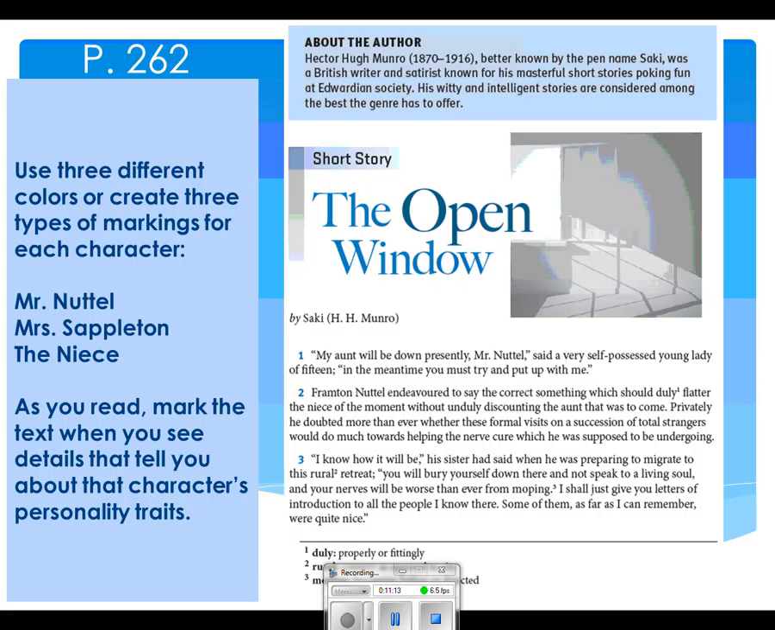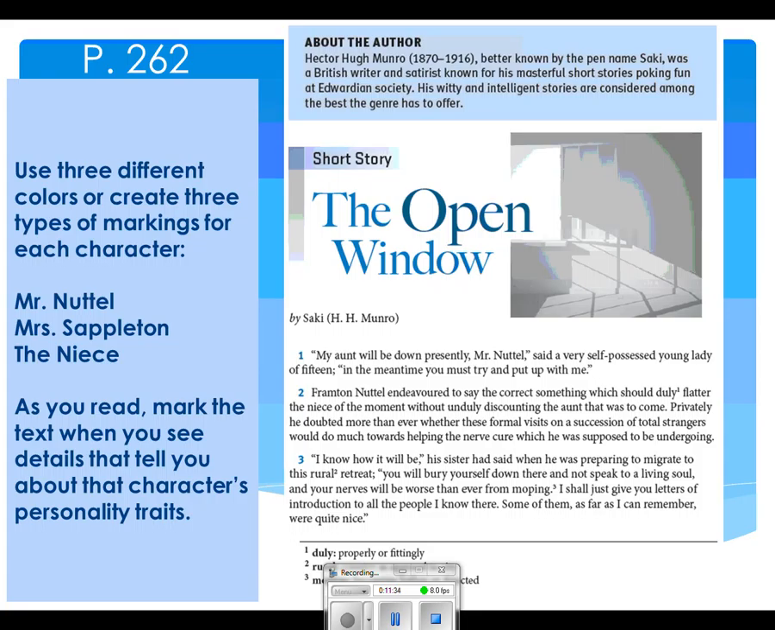I know how it would be, his sister had said when he was preparing to migrate to this rural retreat. You would bury yourself down there and not speak to a living soul, and your nerves would be worse than ever from moping. I shall just give you letters of introduction to all the people I know there. Some of them, as far as I can remember, were quite nice.